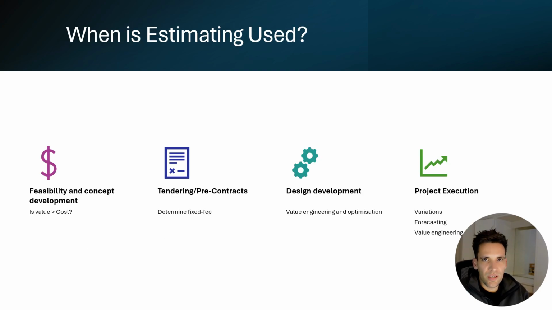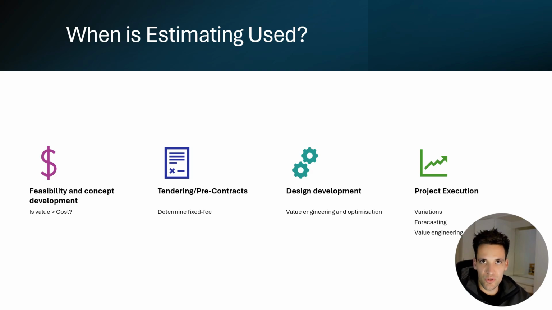Let's start by talking about when estimating is used in the life cycle of a construction project. So we've got our feasibility and concept development stage. So this is the initial stage of a project where the concept's developed, where people work out whether it's worthwhile proceeding with a project. Estimating here is used to basically determine if the value that's delivered by a project is going to be worth the cost.